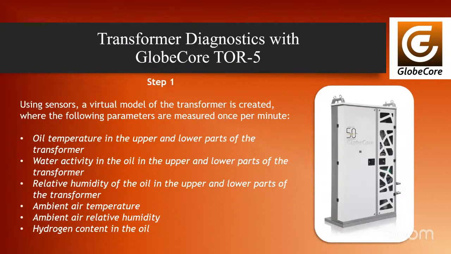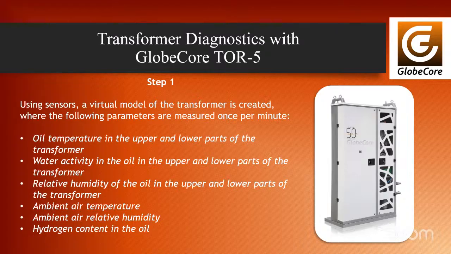Moisture can get inside a transformer from the outside, for example, through bad seals. To prevent this, the TOR5 system checks transformer condition all the time. Sensors take readings every minute, day and night. TOR5 monitors oil temperature, top and bottom, water activity in oil, top and bottom, oil relative humidity, top and bottom, air temperature around the transformer, and relative humidity around the transformer.